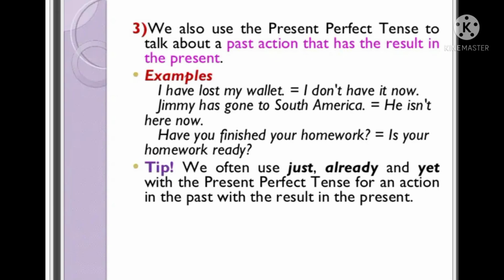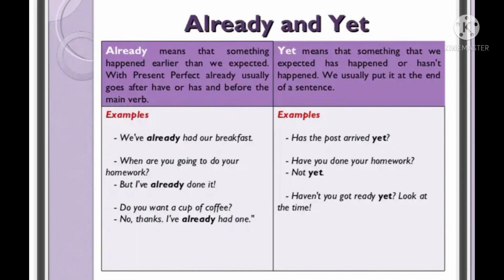I told you with perfect tense we use just, already, and yet. See these examples. We have already had our breakfast. Okay, I have already done it. Okay, see this conversation. Almost like that, there is one exercise that is to be done. Has the post arrived yet? Have you done your homework? Not yet. Haven't you got ready yet? Okay, so yet, already, and just will be used with present perfect tense.